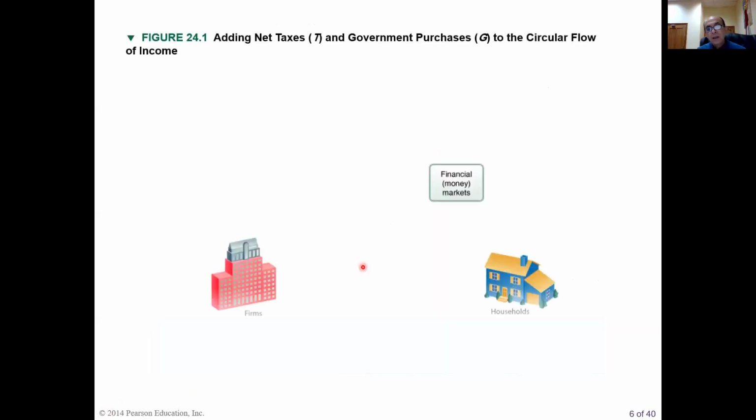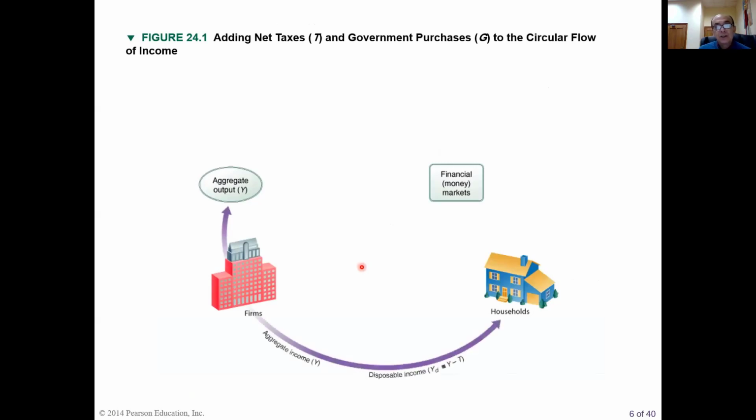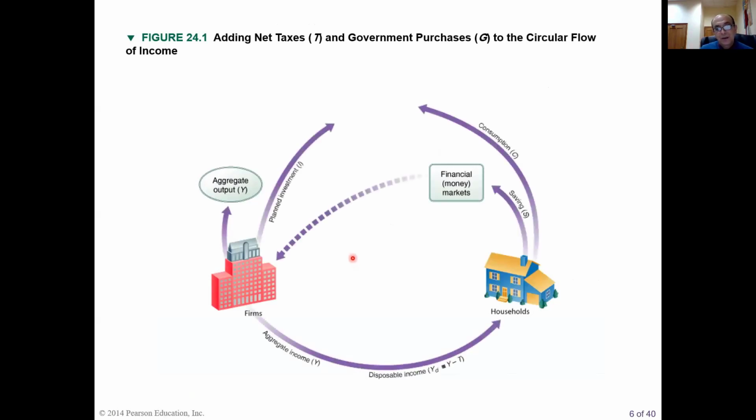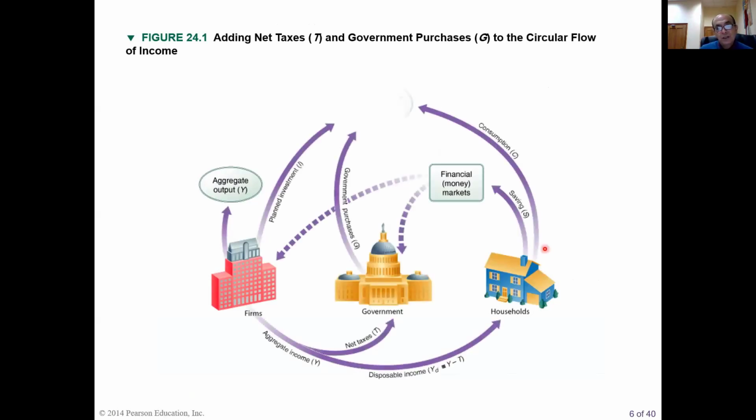Okay, here we have circle flow diagrams. The circle flow diagram here consists of three sectors. The first one is called firms, another one government, and the last one household. If you remember, in chapter 21 we already explained that the economy consists of two sectors without government.